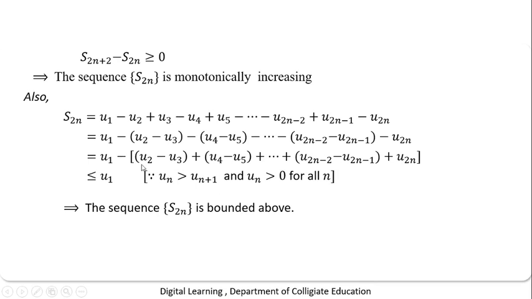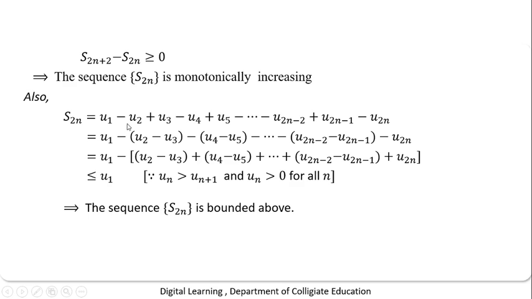Hence, 2n plus 2 minus S2n is greater than or equal to 0. That represents S2n is monotonically increasing. Also, consider S2n elements. S2n is U1 minus U2 plus U3 up to minus U2n.